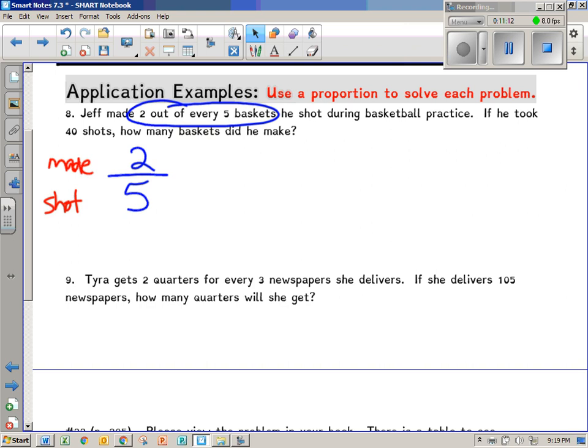So when you're trying to get the other side of the proportion, you'd say, well, if he made 2 out of 5, and if he shot 40, and I have the number he shot on the bottom, I have to put over here, I need the number that he shot on the bottom. And that means I'm looking for how many he made. So I've got made over shot and made over shot.